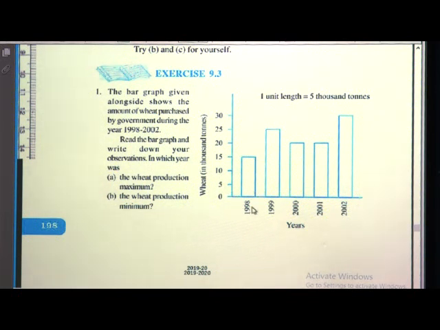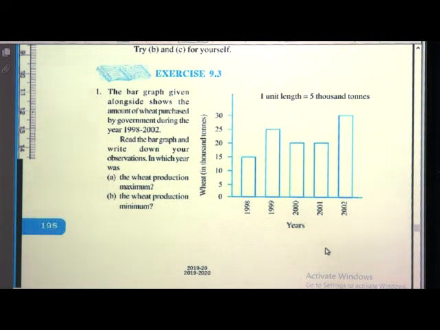We can see here in 1998 the production. Now we are going to read the bar graph. It means we will understand in which year what was the wheat production. So in 1998 the wheat production was 15,000 tons. In 1999 it was 25,000 tons. In 2000 it is 20,000 tons. In 2001 it has again the same 20,000 tons, and in 2002 it is 30,000 tons. So this is the reading of the bar graph.